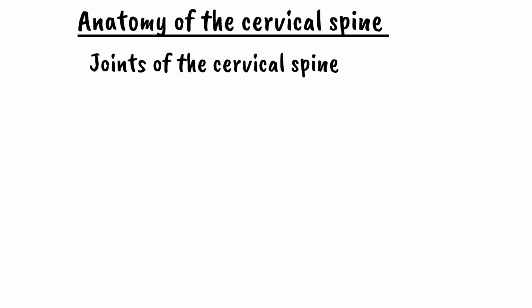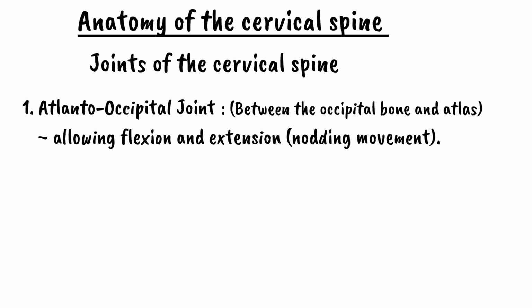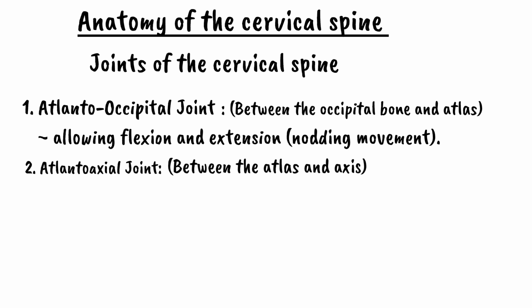Joints of the cervical spine. The cervical spine includes various joints that facilitate movement while maintaining stability. 1. Atlanto-occipital joint, between the occipital bone and atlas, allowing flexion and extension. 2. Atlantoaxial joint, between the atlas and axis, permitting rotation of the head.